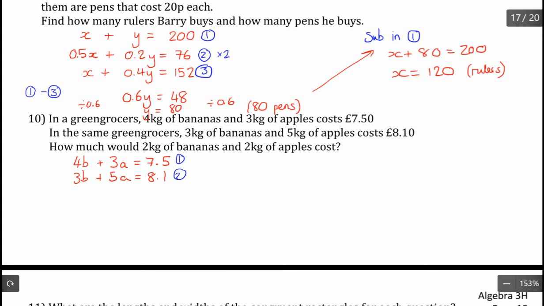I don't have the same number of B's or A's. I'm going to try and make the B's the same. So I need to multiply to try and get 12B. And that would give me, first equation would be 12B plus 9A equals £22.50. And the second equation would be 12B plus 20A equals 32.4.